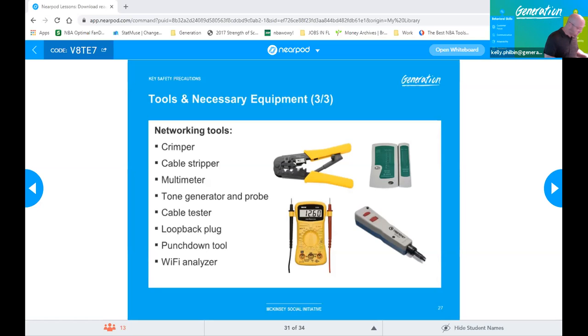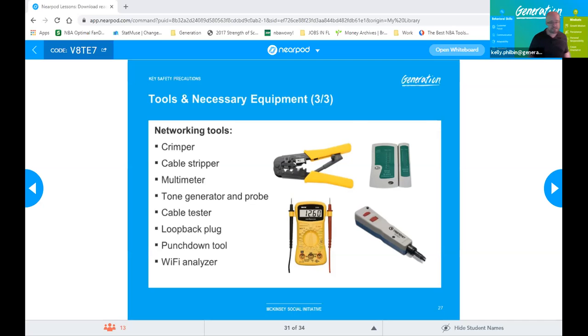And built into it is typically a cable stripper about halfway down. There's a razor blade, if you can see it, and they would be able to cut or strip wires. Otherwise, they would have a standalone unit, and it would allow you to strip the different cables so that you can get into and start working on them.